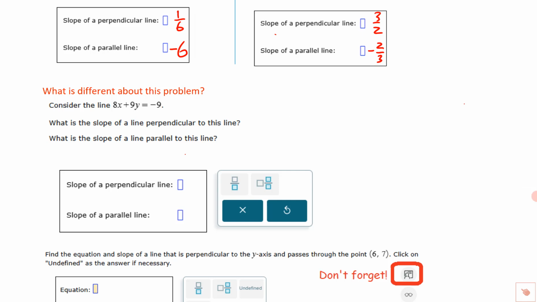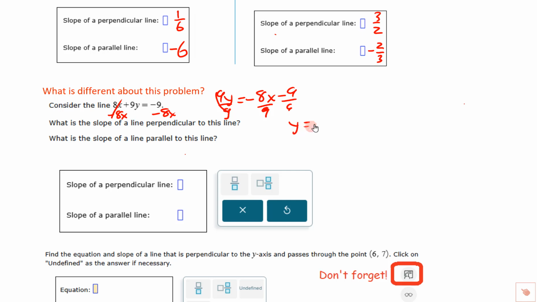So let's take a look at this problem right here, and you'll notice that there's something different. It's structured the same way. The instructions look exactly the same as the one above, but notice that this is in what we call standard form. It's actually not in slope-intercept form yet. So what we need to do is get it in slope-intercept form. To do that, we're going to subtract 8x from both sides. So we get 9y equals -8x minus 9. Whoops, forgot that 9 there. Then we're going to get the y all by itself by dividing everything by 9.